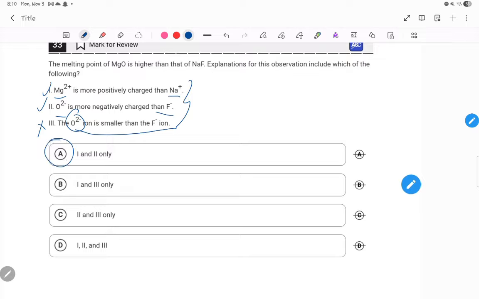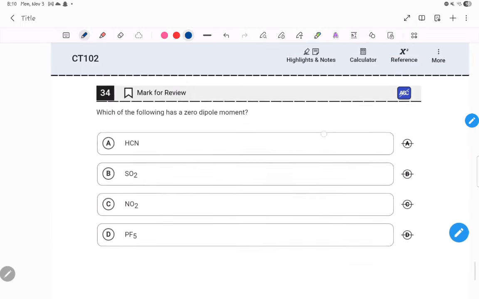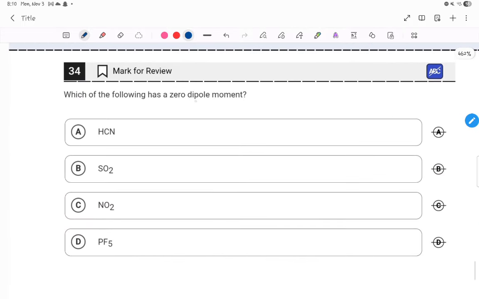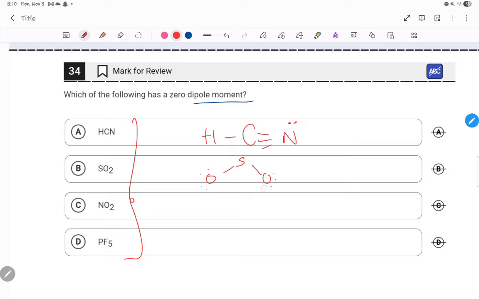Question 34, which has a zero dipole moment. You need to see which of these has a symmetrical shape. So HCN looks like this. SO2, what does it look like? SO2 looks like this. This is what SO2 looks like. Then NO2, what does it look like? NO2 looks like this.